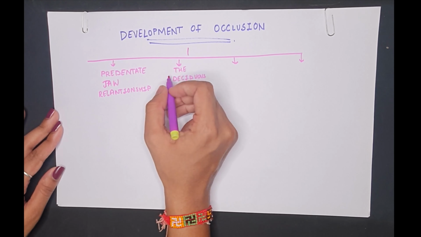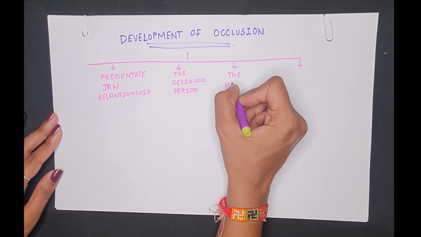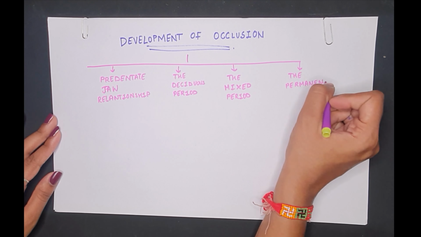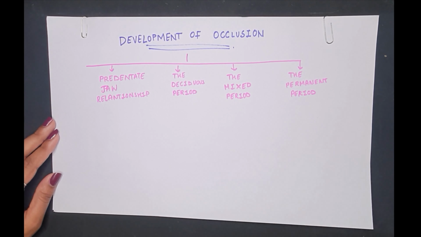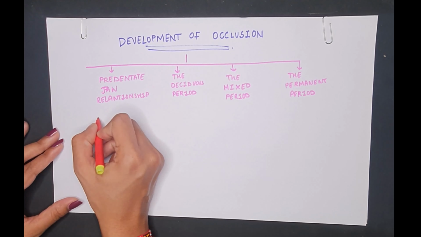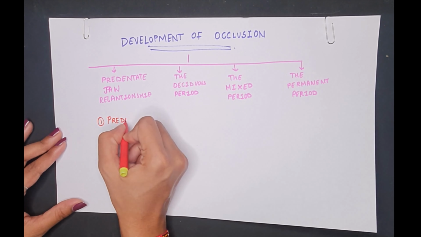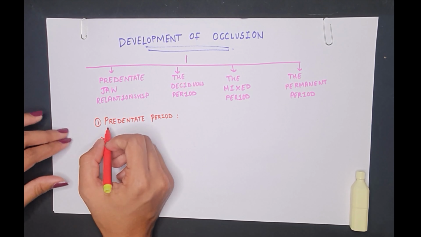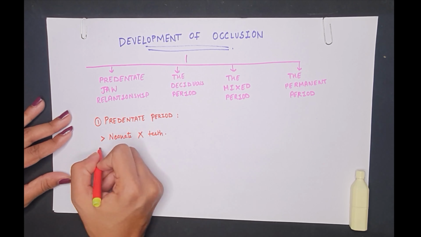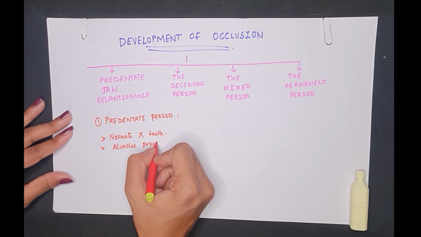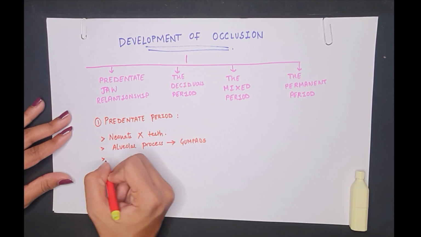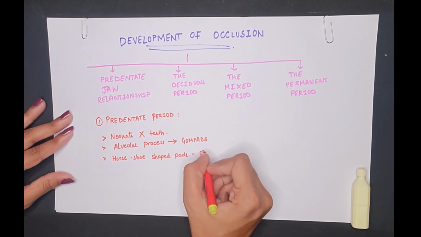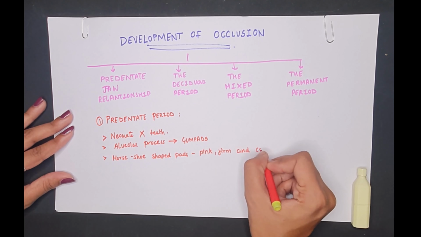We are going to discuss four periods: the predentate jaw relationship, the deciduous period, the mixed period, and the permanent dentition period. Let's start with the predentate period. This is the period soon after birth. During this, the neonate has no teeth, but the relation of gum pads is of equal importance. The alveolar process at the time of birth is known as gum pads. They are horseshoe-shaped pads that are pink, firm, and covered with a dense layer of periosteum.